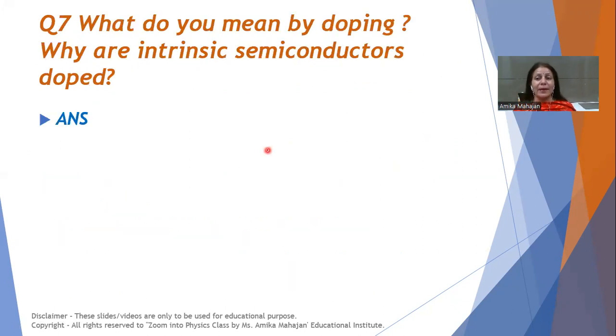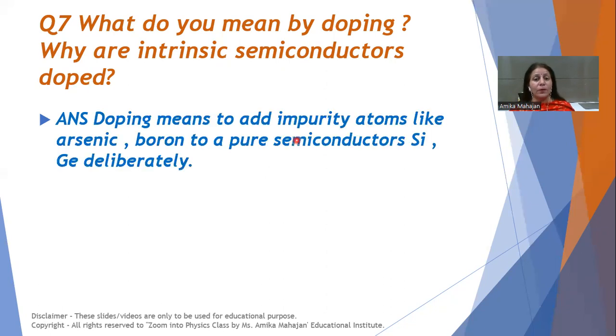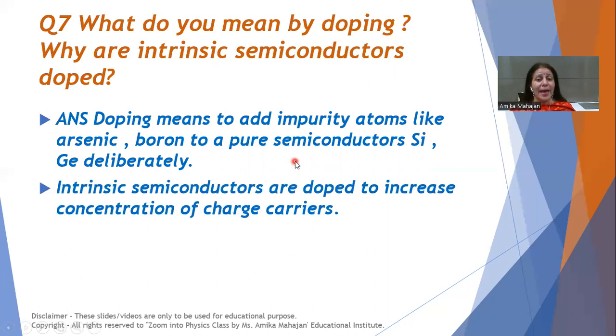What do you mean by doping? Doping is the process of adding impurity atoms from outside deliberately into pure semiconductor. Now, what are pure semiconductors actually? Pure semiconductors like silicon and germanium are intrinsic semiconductors because the charge carriers are provided from inside. So, such semiconductors have low concentration of charge carriers. So, to increase that concentration, doping is done. Doping means to add impurity atoms from outside deliberately into pure semiconductor, and it is done to increase concentration of charge carriers in case of semiconductors.